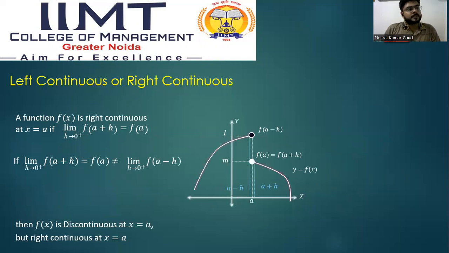A function f(x) is right continuous at x equal to a if the limit as h tends to 0 positive, f of a plus h equals f of a. If the limit as h tends to 0 positive, f of a plus h equals f of a, not equal to the limit as h tends to 0 positive, f of a minus h, then f(x) is discontinuous at x equal to a, but right continuous at x equal to a.